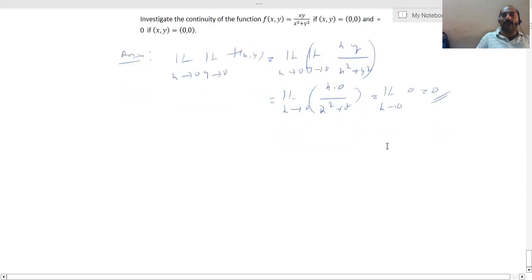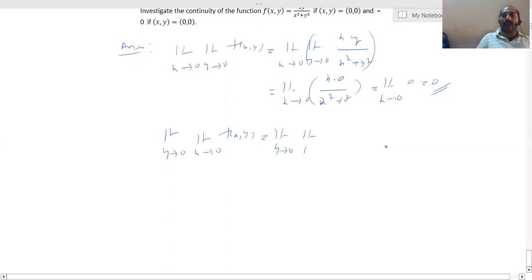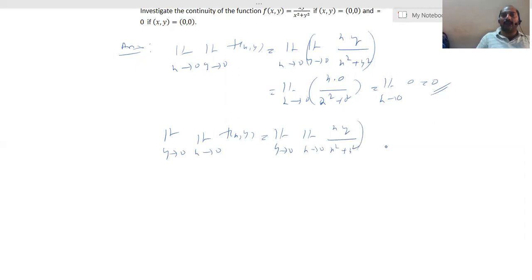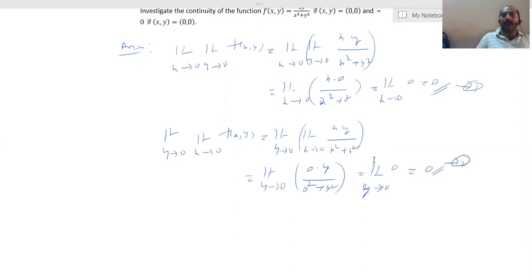Next, limit y tends to 0, limit x tends to 0, f of x comma y, that means xy by x square plus y square. Substitute the x value first, then the y value later. 0 into y by 0 square plus y square. 0 into something equals 0 in the numerator. The denominator is non-zero. 0 by a non-zero value is 0. Both exist. But at the origin, we need to go for the second step.